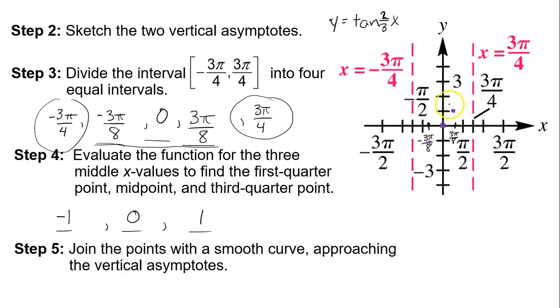Okay, so what you do is now you graph a smooth curve. It's kind of going to have the shape of a cubic function, if you can remember what a cubic function looks like. So connect all of these values, all three of those values together, and then just draw a curve that approaches each asymptote. Okay, and then you're done.